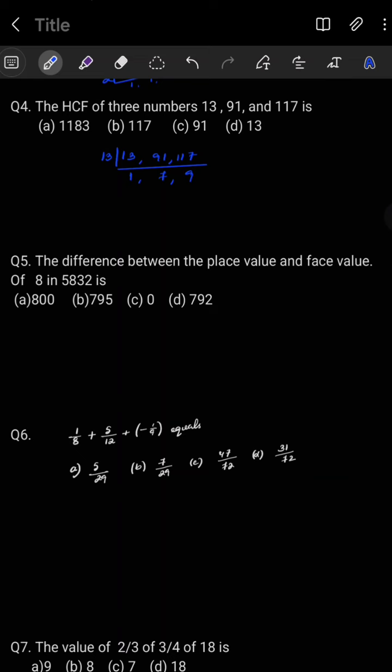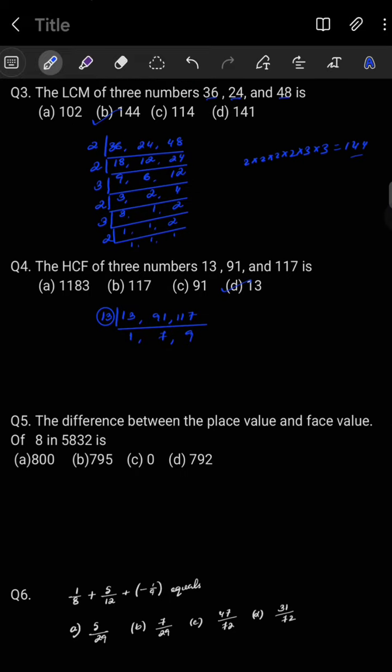ओके, सो अभी क्या है? नंबर 1, 7 एंड 9. सो इन तीनों को हम लोग किसी भी एक नंबर से डिवाइड नहीं कर सकते हैं एक्सेप्ट 1. अगर डिवाइड नहीं कर सकते हैं तो आपको यहाँ पर रोकना होगा. तो आपका HCF क्या है? HCF है 13. तो यहाँ पर से आपको ऑप्शन डी है.